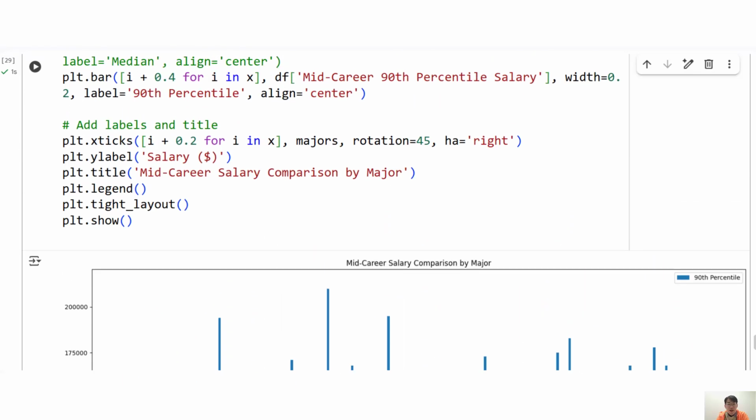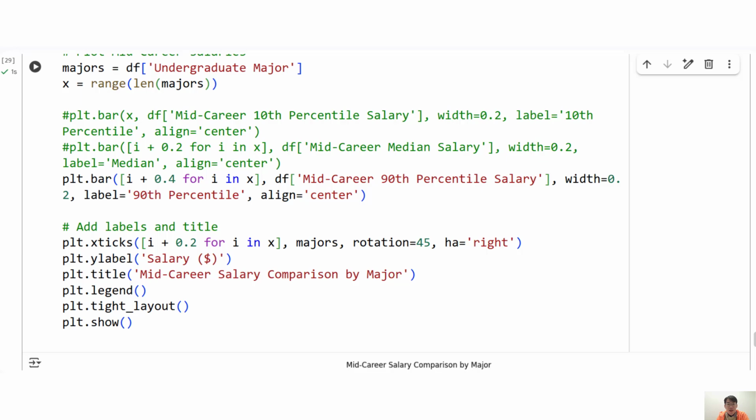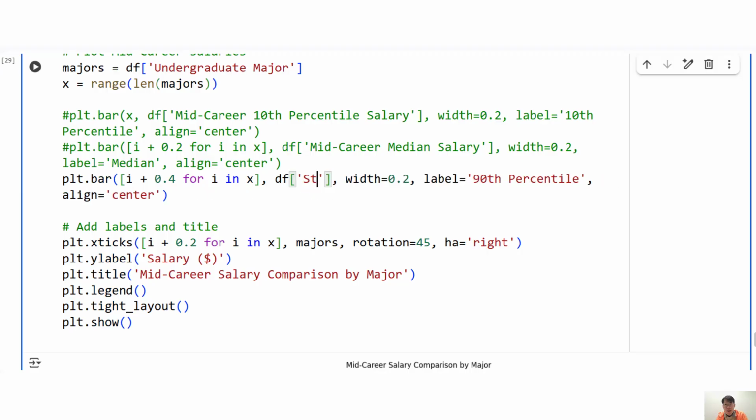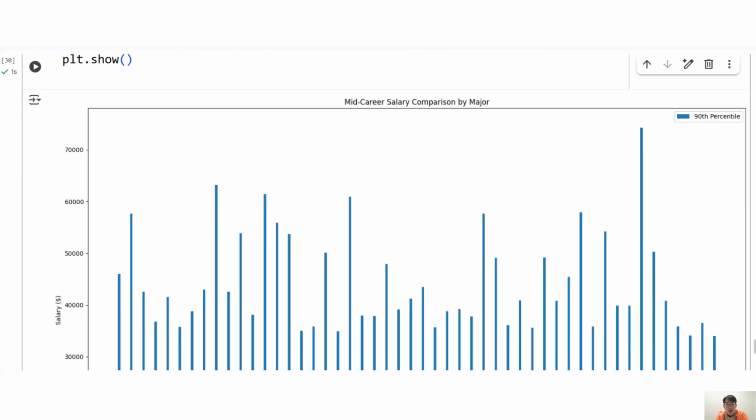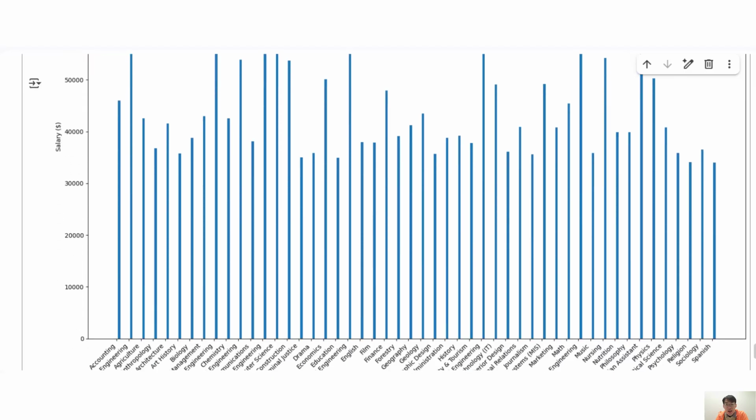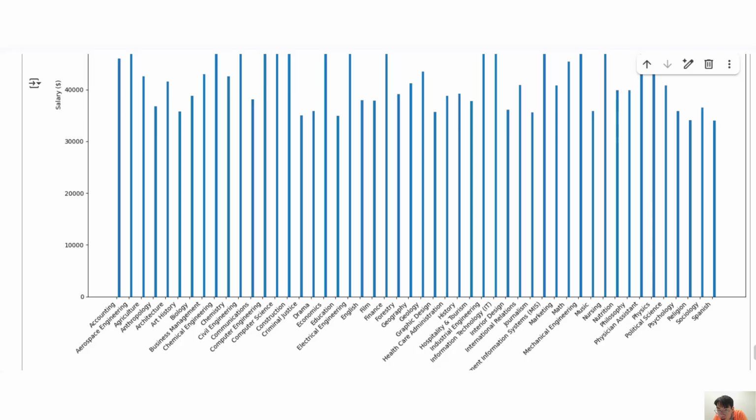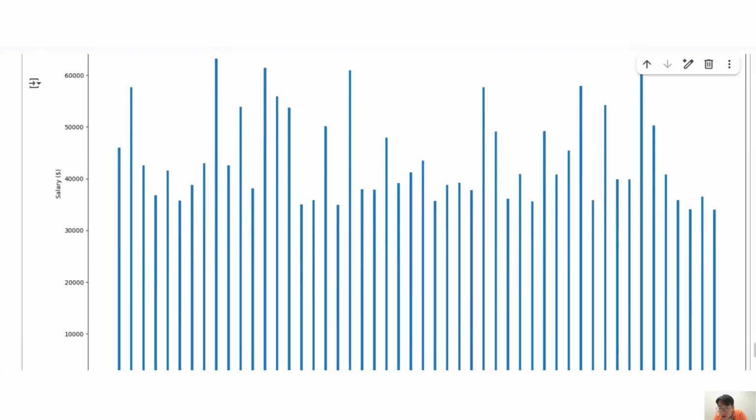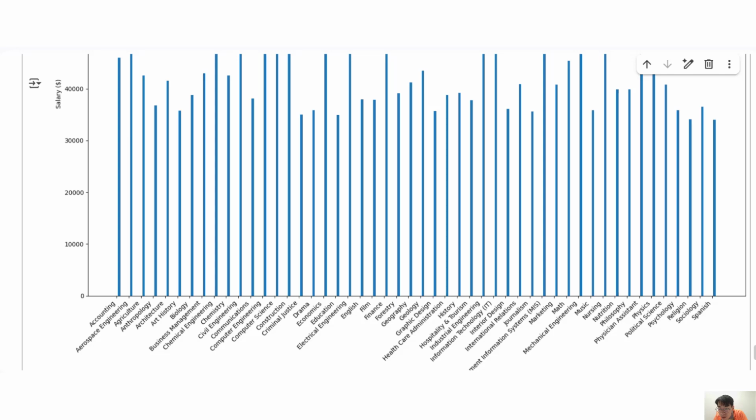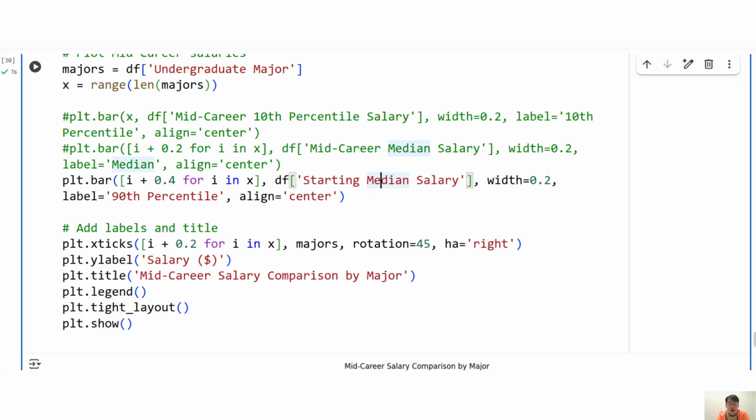Okay, so you can change these into other columns. For example, starting median salary. If I put starting median, it will visualize starting median salary. Okay, this is starting median salary. I should change the title, but in any case, let's see which major has the highest starting median salary. I think we just stick into it, and it should be physician assistant. Yeah, physician assistant. So you can change the code and play around.